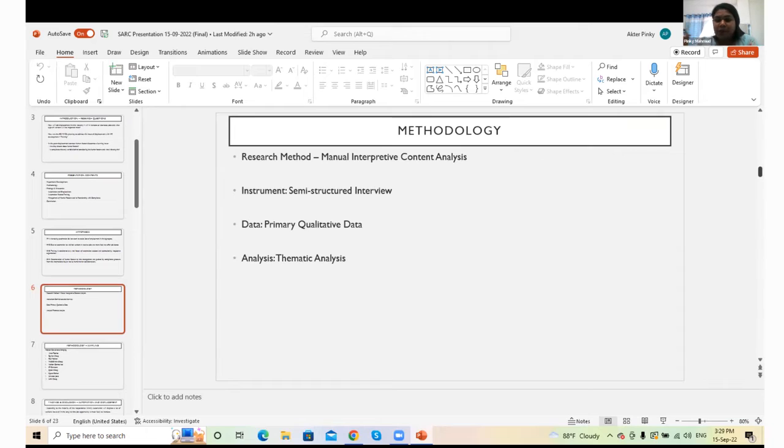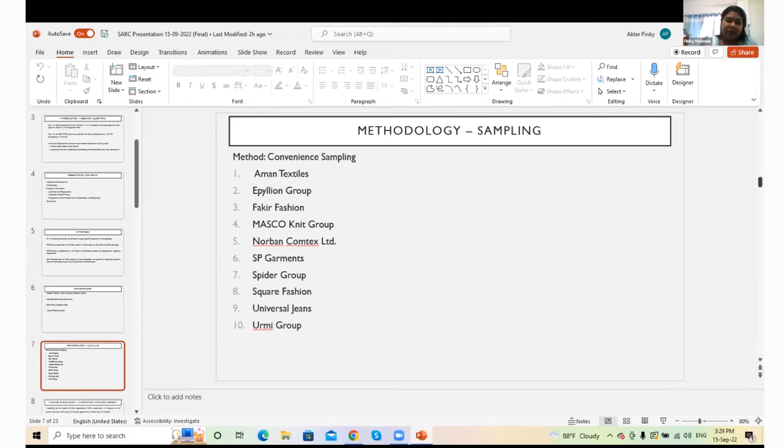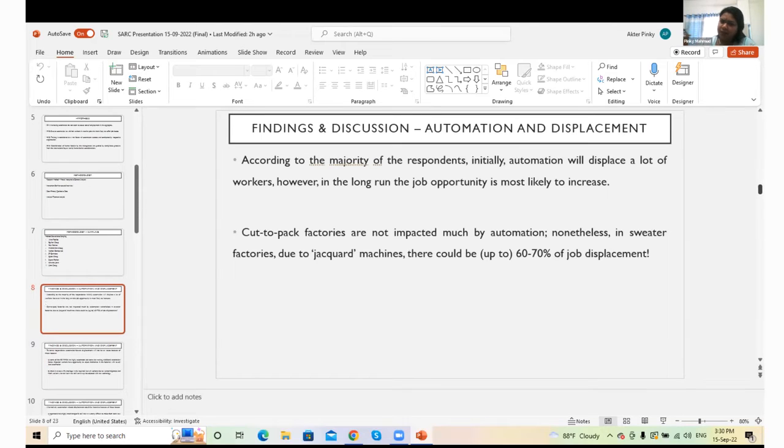This is my methodology part. I'm using manual interpretive content analysis in my research, and the instrument is semi-structured interview. All my data are primary qualitative data, and I have used thematic analysis for my research. These are 10 garment companies that I have gone through, with some semi-structured interviews I did, and this is my findings and discussion.